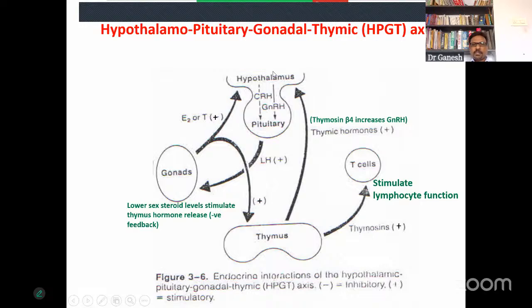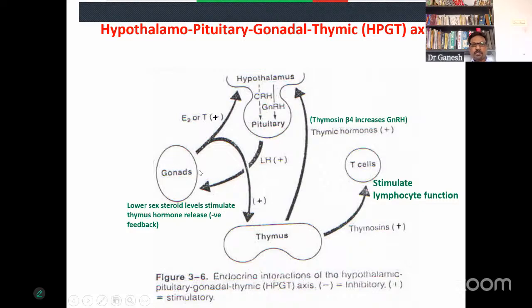Okay, so here the hypothalamus acts on the GnRH cells, and the GnRH hormone will act on the pituitary gland, where FSH and LH are produced. And this LH mainly acts on the gonads to stimulate steroidogenesis, that is testosterone in the case of males, and estrogen in the case of females. Suppose the sex steroid hormone levels are lower, then this will stimulate the thymus gland. Low sex steroid hormone levels are known to be stimulatory on the thymus gland. So the thymus produces thymosin beta 4, and this thymosin beta 4 has a stimulatory effect on the GnRH. So now this GnRH is again increased, and again it stimulates the gonads through the LH, so that the sex steroid hormone can be increased.